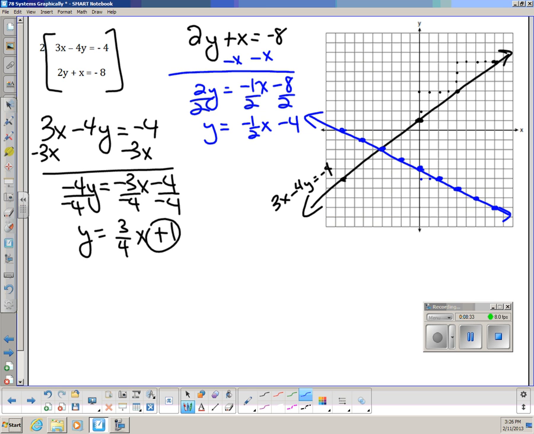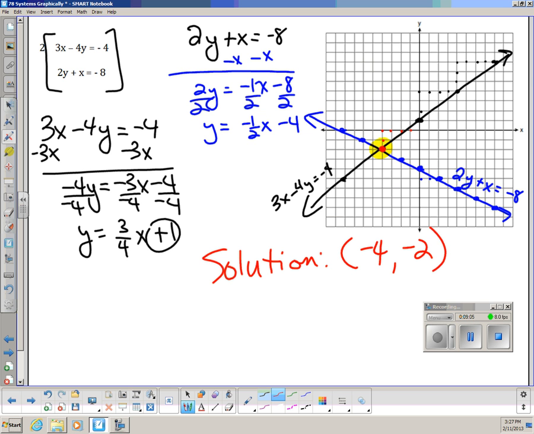And this equation is the original. I want to write the original they gave me. 2y plus x equals negative 8. And they meet at a certain point. And that point is called the solution of the system of equations. So they meet right here at this red point. And this red point is negative 1, 2, 3, 4, negative 2. So the solution to the system of equations is negative 4, negative 2.